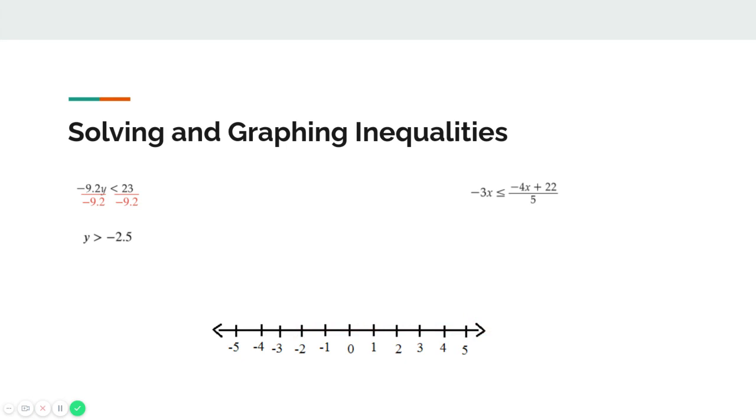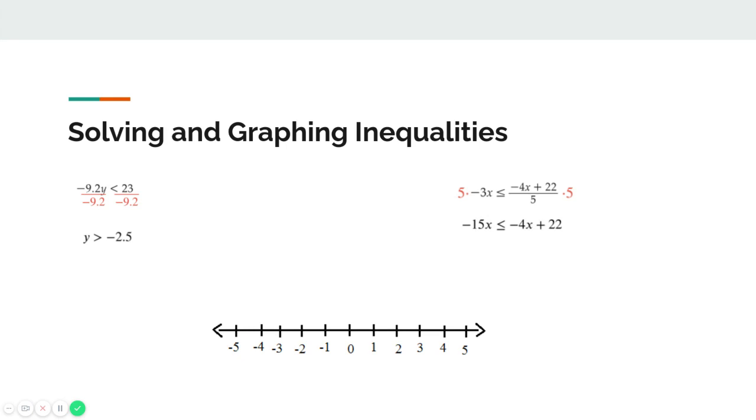More steps involved here on the second example. We have a division, which is very similar to the grouping. We need to get rid of that division sign. The opposite of dividing would be to multiply by 5, so I will multiply both sides by 5. Now the left side will give you negative 15x, but on the right side, those 5's cancel each other out.